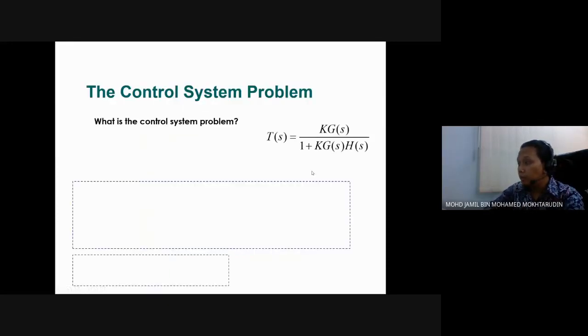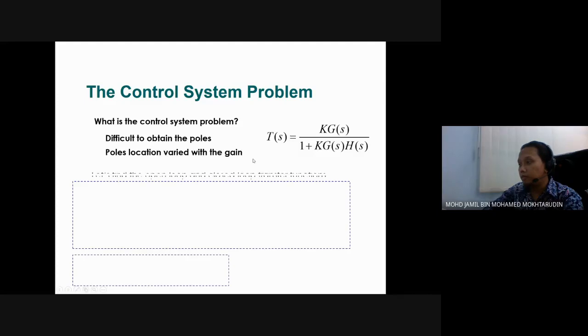So the problem with control system is that we need to look at the derivation of the transfer function, or the closed loop transfer function. So this is the closed loop transfer function shown here. So here it is difficult to find the poles because it depends on k. The denominator here depends on k. So the poles location will vary with the gain k here. So when you give different k value, then the poles will be different.